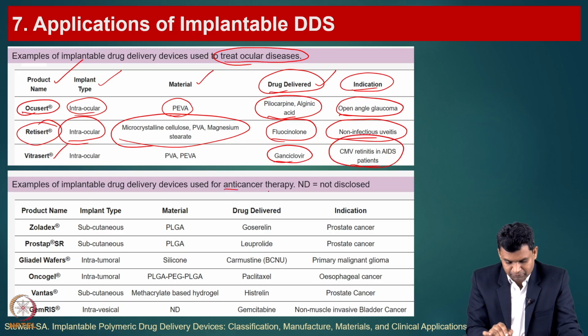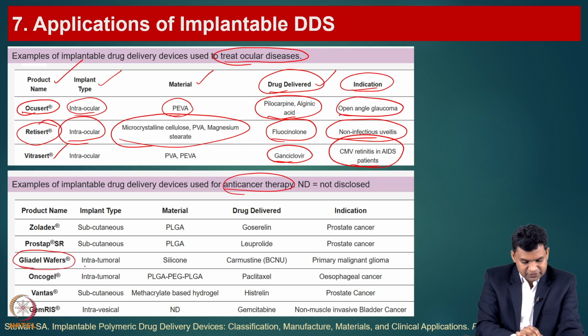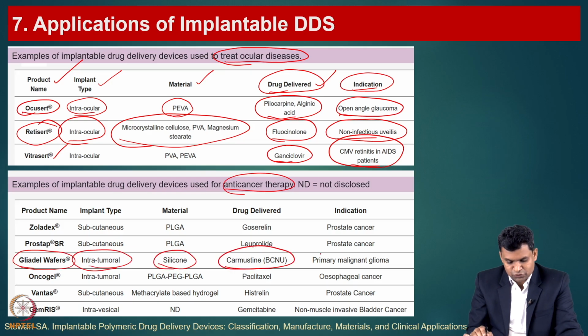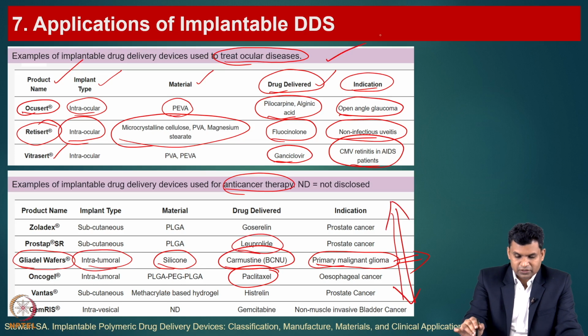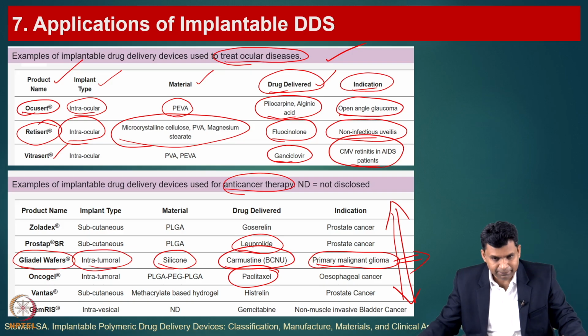And these are some anti-cancer products. We discussed Gliadel wafers, which is for intratumoral application. Silicone is a material, and the drug is carmustine. It is an anti-cancer molecule used for malignant glioma. Generally, we use it for brain cancers. There are other formulations which contain anti-cancer drugs, and this is also an anti-cancer drug. So, most of them here are anti-cancer drugs and ocular products, and we can also use implants for hormone replacement and other biological applications.